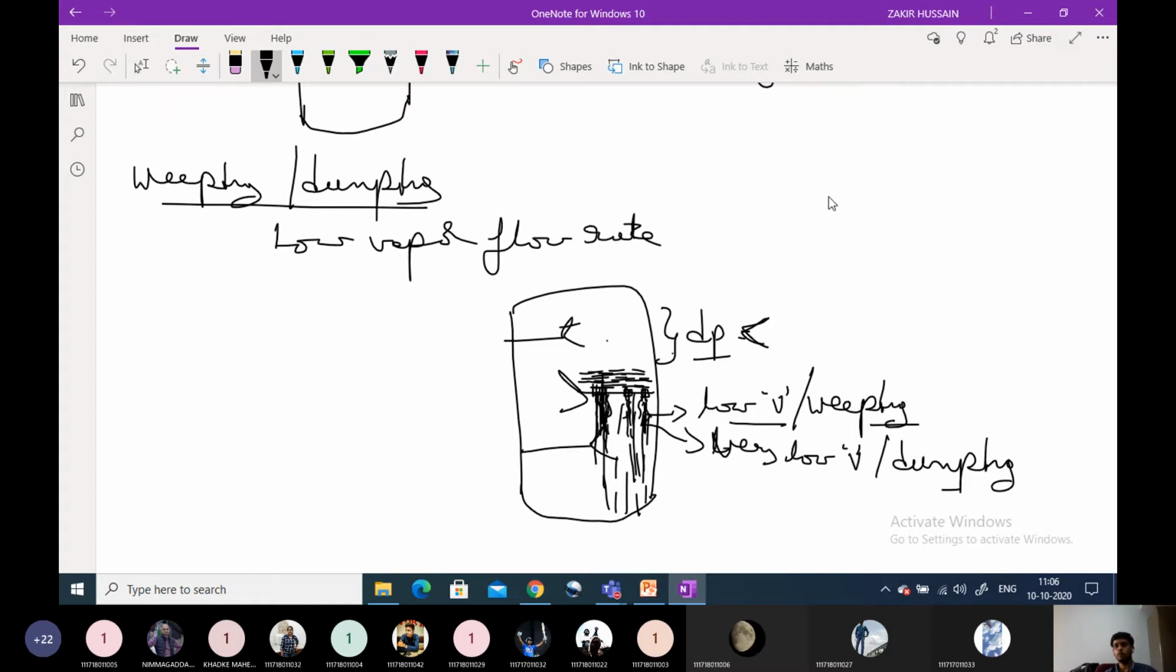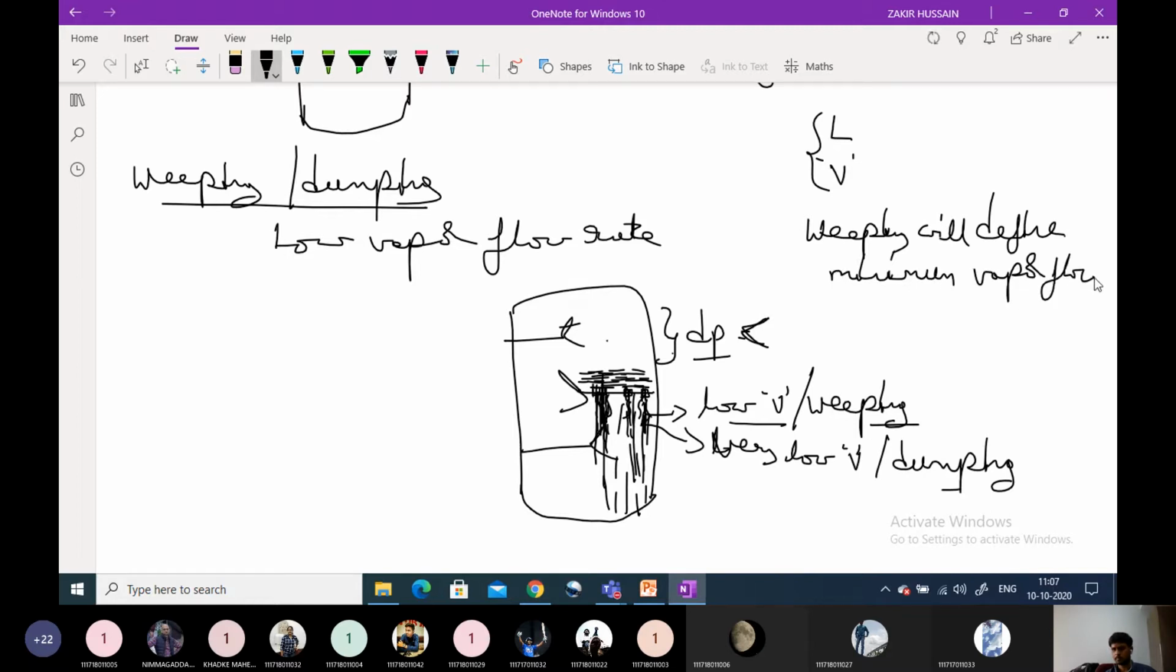So now what is the role of weeping? How does it define the column operating parameters like L and V? Weeping occurs at a very low vapor flow rate. So weeping defines the minimum vapor flow rate required. The minimum vapor flow rate required by a particular column is defined by weeping.